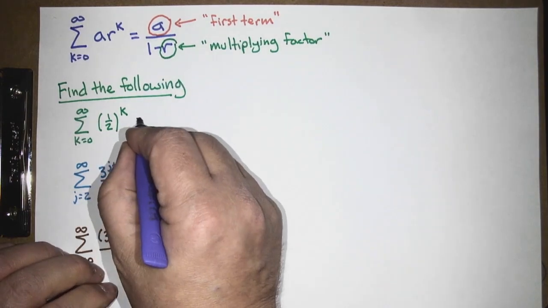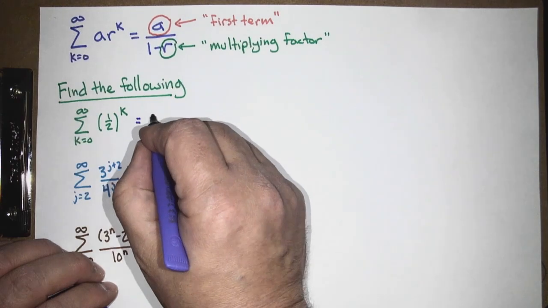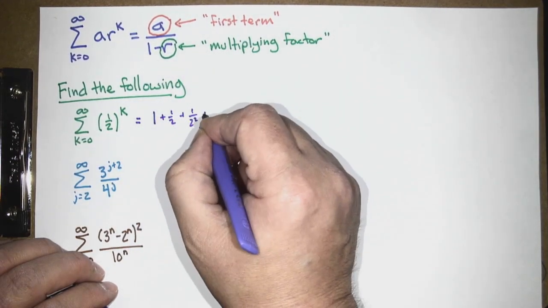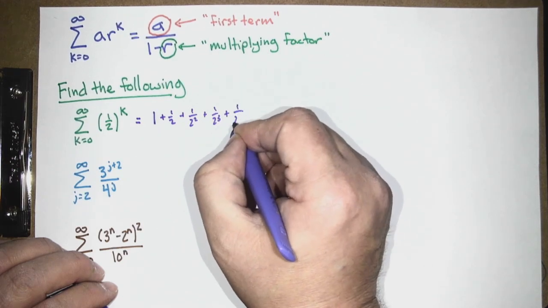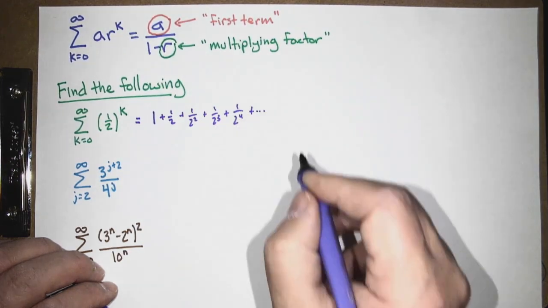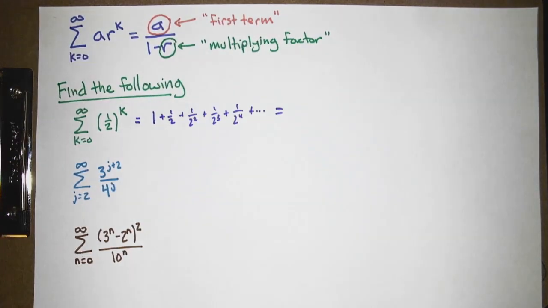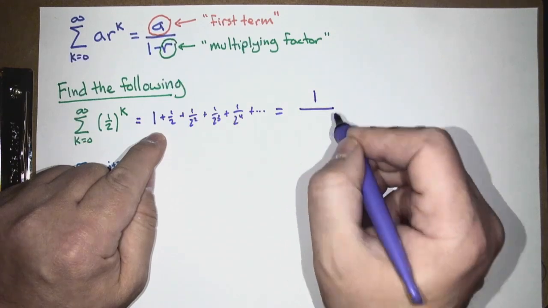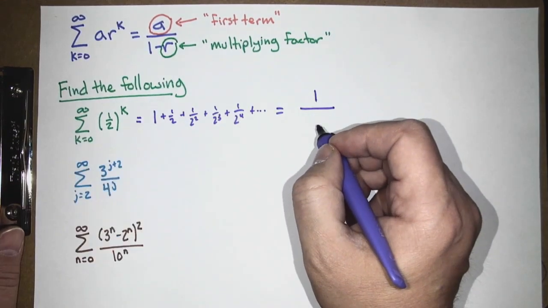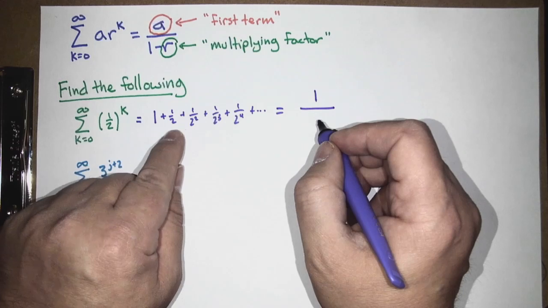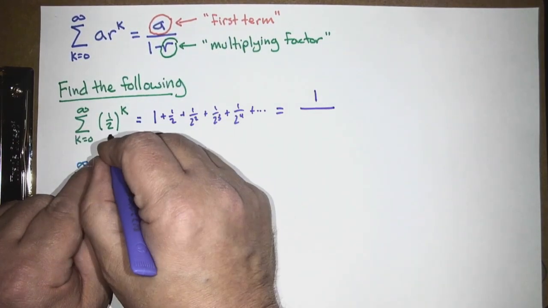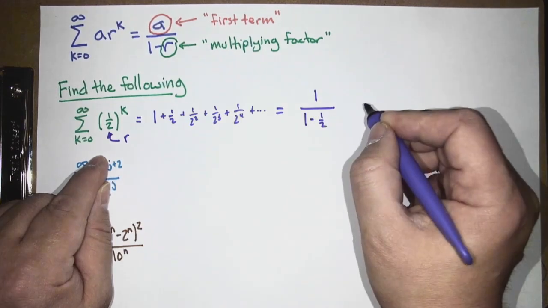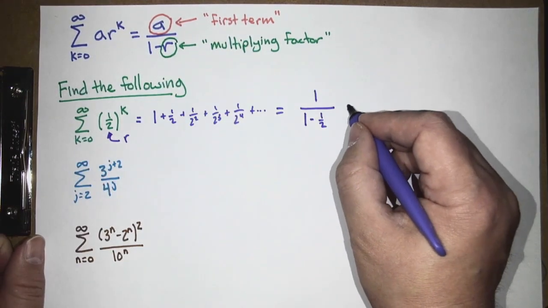So, for instance, we'll do this: 1/2 to the k. This starts as 1 plus 1/2 plus 1/4, 2 squared, 8, 2 cubed, 1/16, so forth and so on. What is our first term? 1. So the first term goes upstairs. What are we multiplying by at each stage? 1/2. Whatever is being raised to a number, that's what you're multiplying by. So 1 minus 1/2. And so, what does this become? 2.